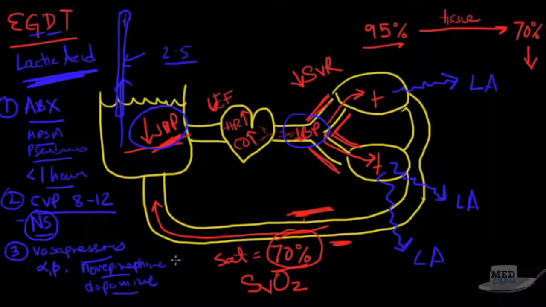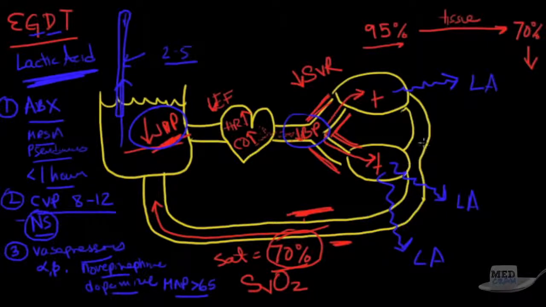And what is the target? What is our goal-directed therapy there? We want to get a MAP, a mean arterial pressure, of greater than 65. Once we do that, then we're hoping we're getting enough perfusion to the peripheral tissues. So let's say we do this. We start the antibiotics, we get the central venous pressure up to 8 to 12, and we use vasopressors if we need to. The key is, are we getting enough perfusion to the peripheral tissues?